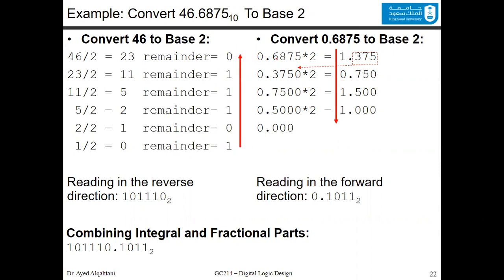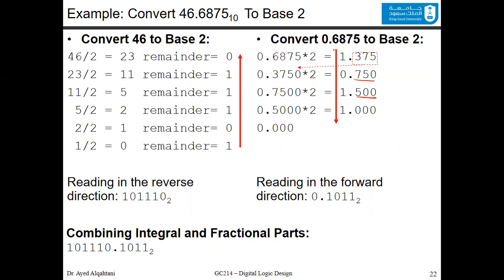So now you have 0.6875 times 2 is equal to 1.375. You take only the fraction. You keep this one here, and you take only the fraction and multiply it by 2. It becomes 0.750. You take the fraction only, multiply it by 2, it's 1.500. You take the fraction, and you multiply it by 2, and it gives you 1.0. Now, if you take the fraction, it's going to be zeros, and you stop.